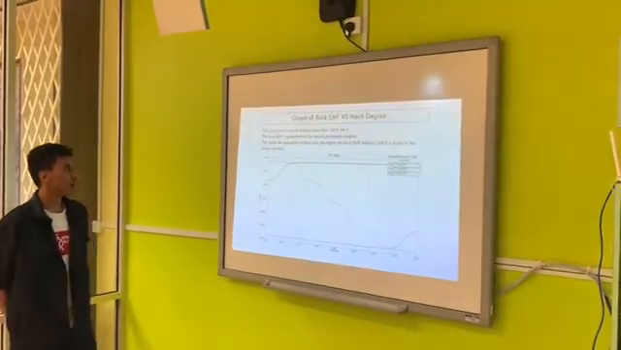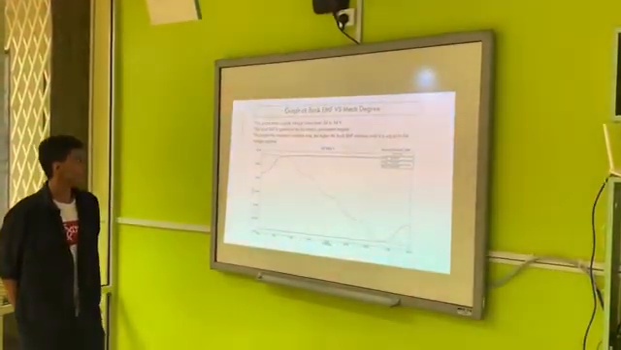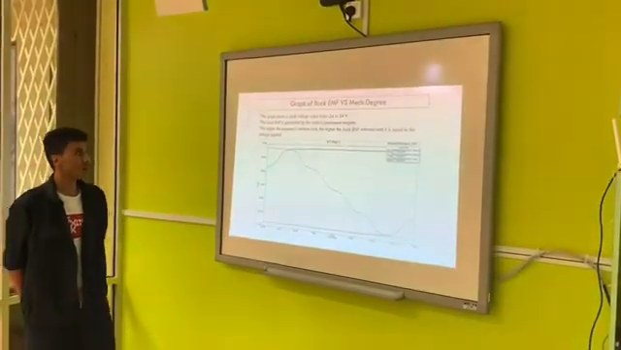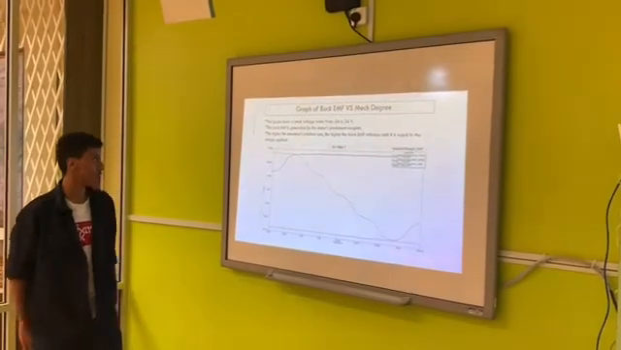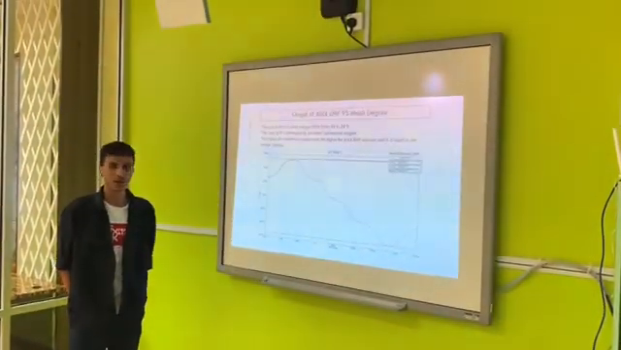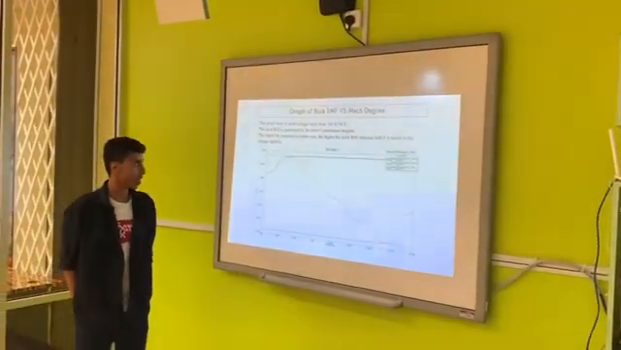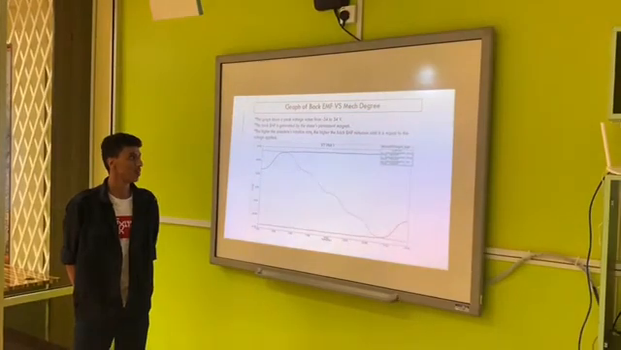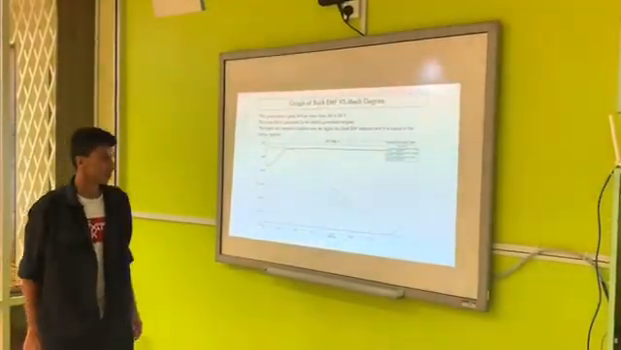This graph is for back EMF against mechanical degree. The graph shows a peak voltage value from negative 34 to 34 volts. The back EMF is generated by the permanent magnet, and the higher the armature's rotation rate, the higher the back EMF rises until it is equal to the applied voltage.